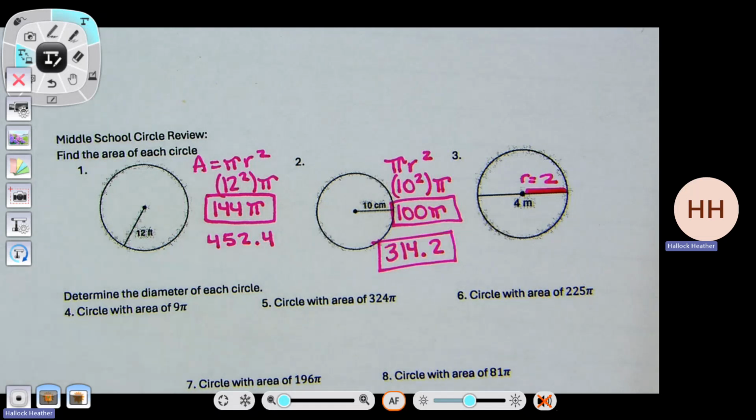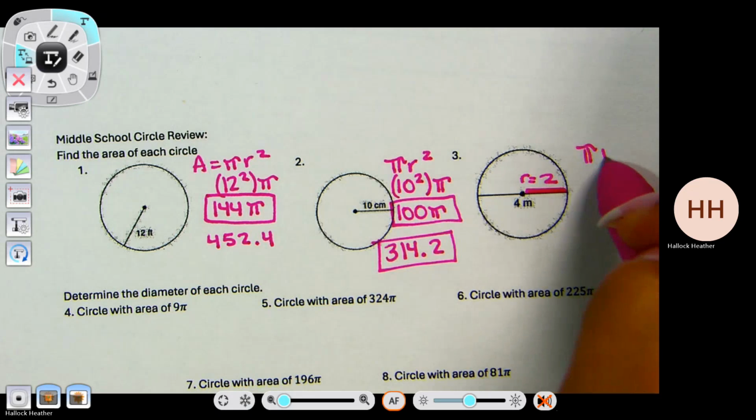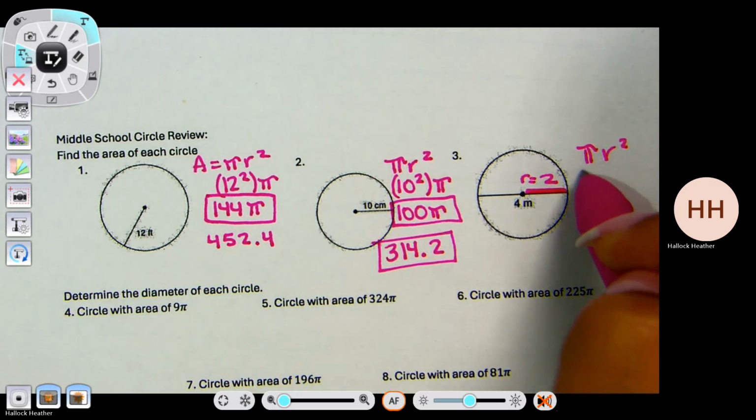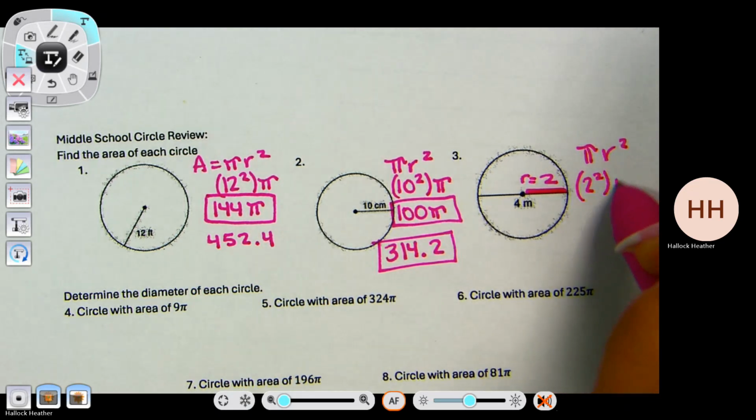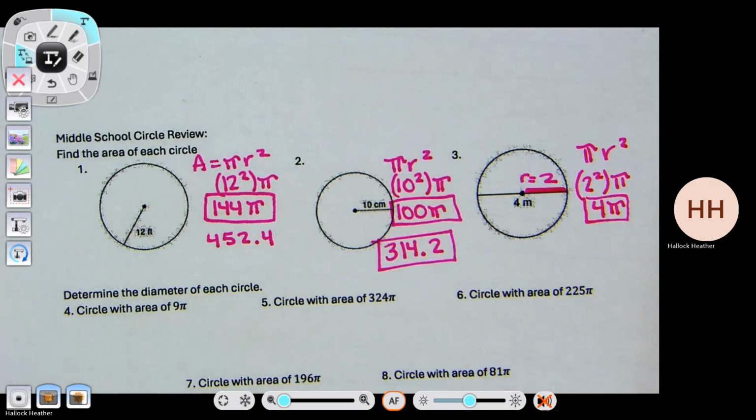So take a second, use your calculator. R squared times pi. What? Go again.